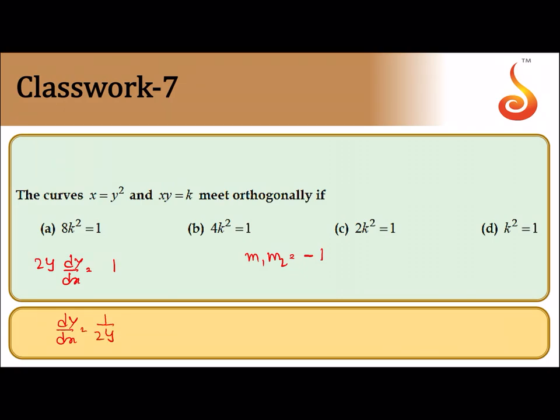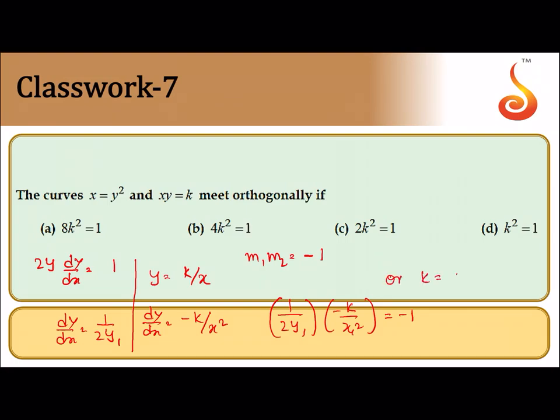Example 7. These two curves meet orthogonally. Orthogonally means M1 M2 is equal to minus 1. So what we get here is 2y dy by dx is equal to 1. So dy by dx is equal to 1 by 2y1 at the point y1. Similarly, y equal to k by x, so dy by dx is equal to minus k by x square.